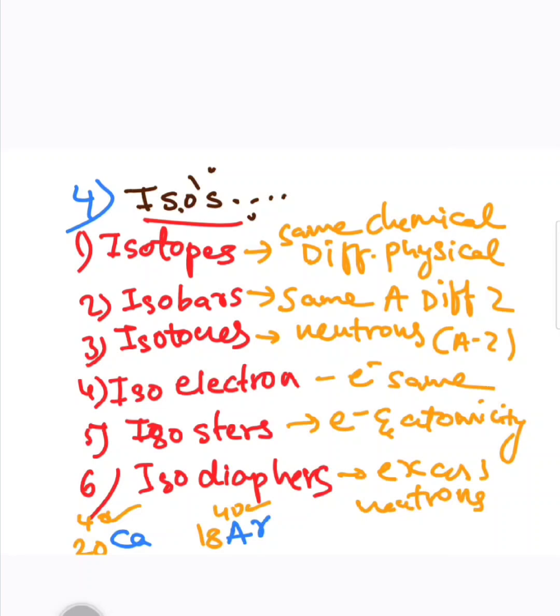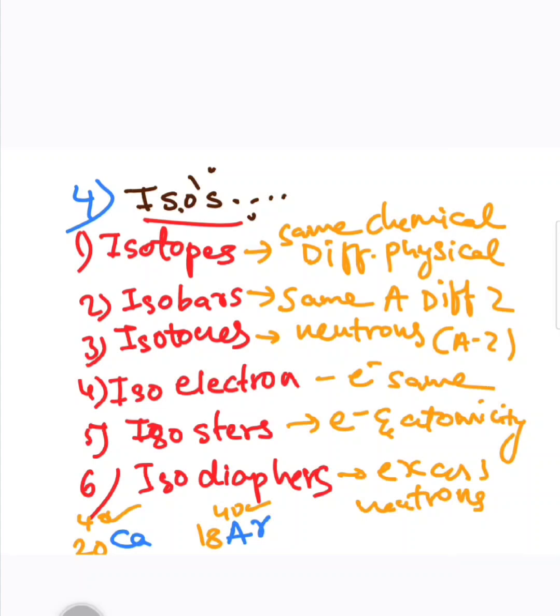Now, isotones have the same number of neutrons. What is the number of neutrons? It is nothing but A minus Z. What is A? Mass number. What is Z? Atomic number. Mass number minus atomic number is equal to the number of neutrons. Okay? So what are isotones? Having the same number of neutrons, which is the A minus Z value.